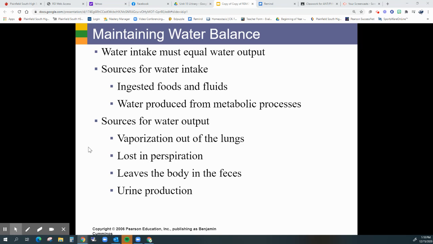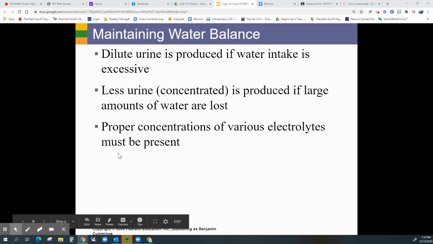To maintain water balance, we have to look at a couple different things. Sources of water are mostly our food: foods and fluids that we ingest, and any water produced by metabolic processes. Cellular respiration produces some water in that process as well. For sources of output, we can have evaporation from the lungs, we can lose it through perspiration, through feces, and obviously through urine production.